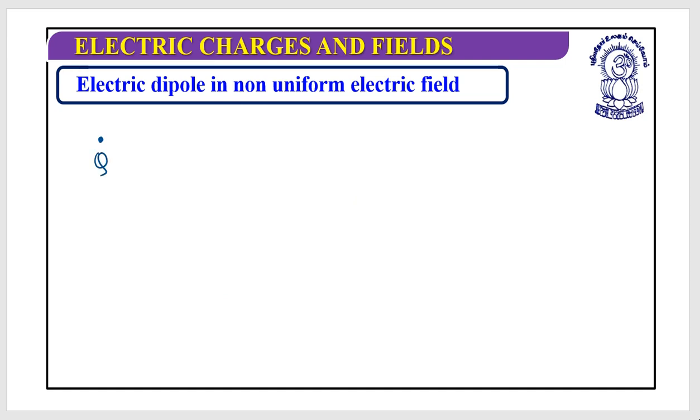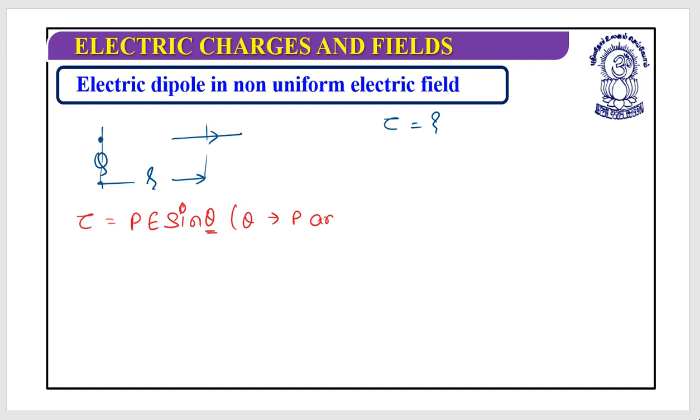Let's suppose the situation is something like this, and the separation between these two is r. I need to find out the torque acting on the dipole. What is torque? How could I find it out? Think. Do you know the formula of torque? Yes. It is P into E into sin theta. Theta is the angle between P and E.